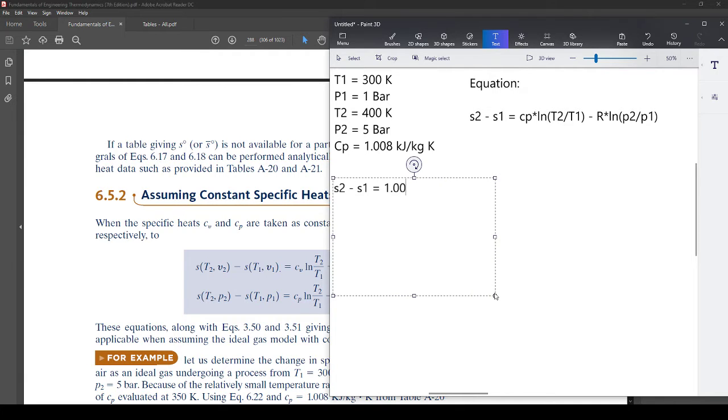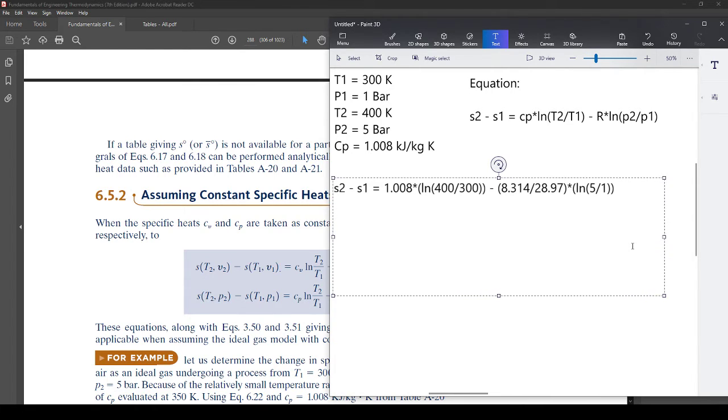So I'm going to start writing this in. Let's do 1.008 times the natural log of T2 over T1, which is 400 divided by 300. I'm going to write in everything we know. And then we have R, which is 8.314 divided by 28.97, because once again, we use the ideal gas constant divided by 28.97, which is the molecular weight of air. Then we multiply that by the ln of P2, which was 500 kPa or 5 bar, divided by 1. It'll be the same whichever way you do it. So this is what we have so far, and this is an answer, right?